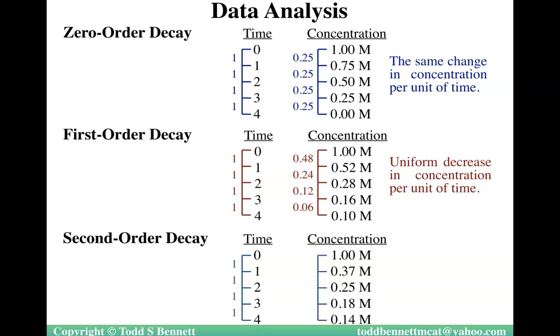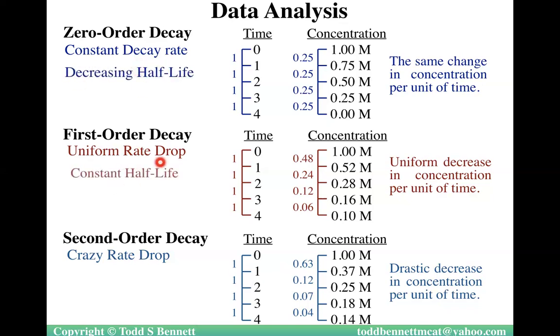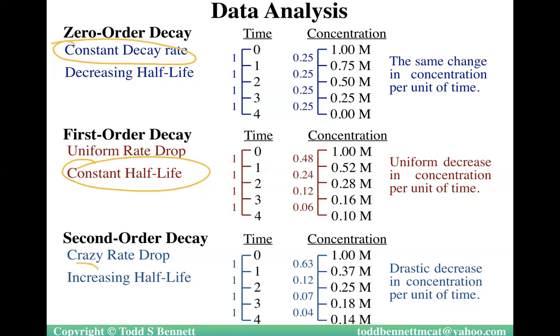For second order, you have a massive drop, 0.63 to begin with. Then that amount goes down to 0.12, 0.07, 0.04, which means we lose almost everything in the beginning, and it takes forever to lose the rest of it. So the key thing: constant decay rate, uniform drop rate, crazy drop rate, and decreasing half-life, constant half-life, and increasing half-life. Stuff that you should recognize: constant decay rate, constant half-life, increasing half-life.